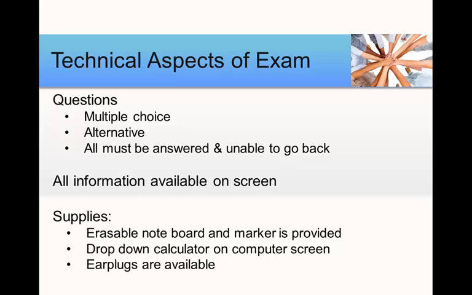All the information that you'll need should be available on the screen, and there's where the supplies are. So this is kind of what you're given. The erasable noteboard and marker, a drop-down calculator, and earplugs are also available. So you can't take in your own calculator. You actually have to use the one that they provide for you.